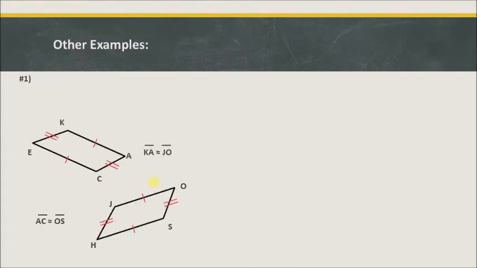So we have other examples. We have parallelogram KACE and parallelogram JOSH, which are congruent. As we can see here, the tick 1 is for segment KA to segment JO as well as segment EC to segment HS. And the second ticks are segment AC to segment OS and segment KE to segment JH.